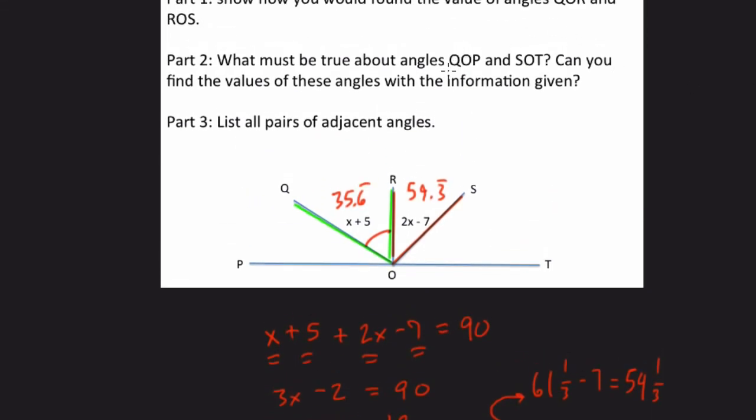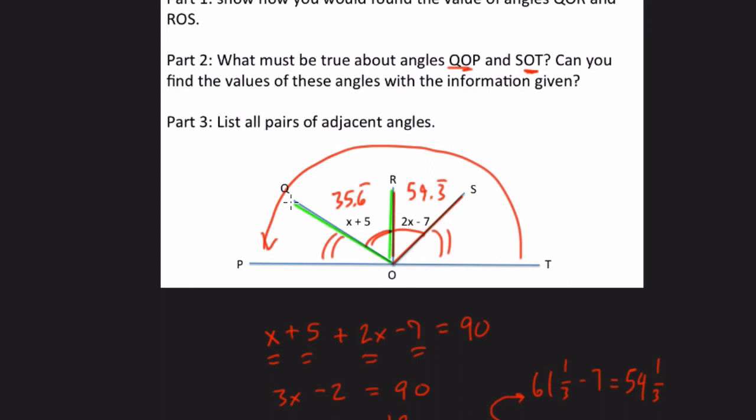What must be true about angles QOP and SOT? QOP is here. SOT is here. Well, altogether we have 180 degrees. We have 90 in the middle, so they must add up to 90 degrees as well. We don't know if they're equal, but we do know they must fill that remaining gap to form the 180 degree angle. List all pairs of adjacent angles.